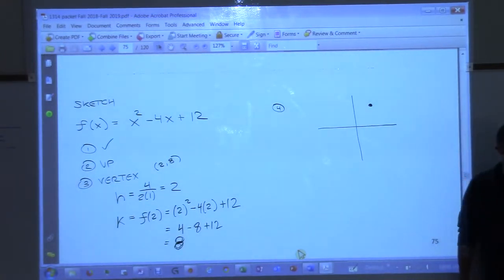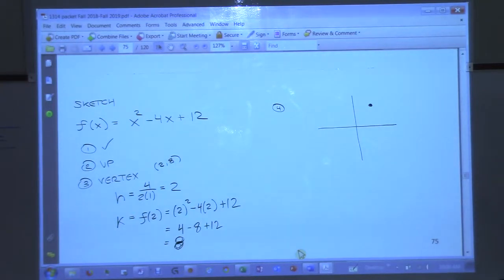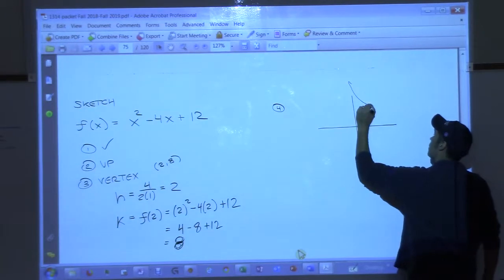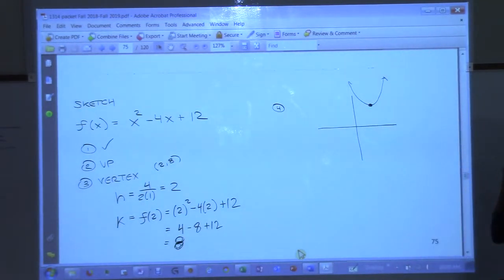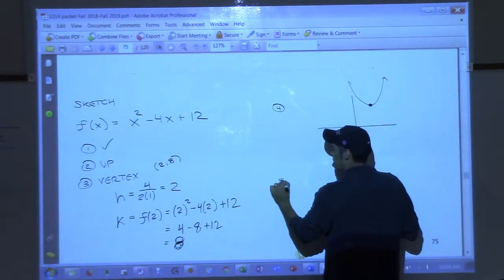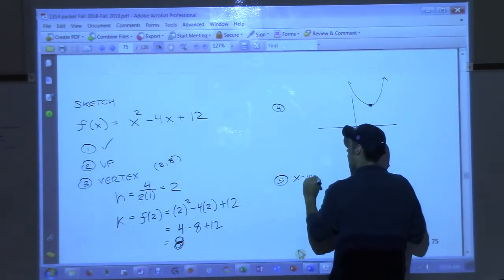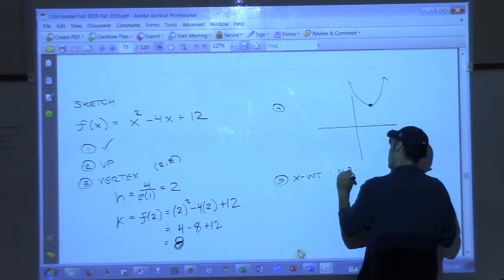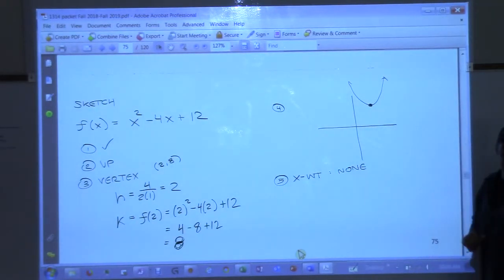And it opens which way? Up. Opens up. Well, if it opens up, I don't have any x-intercepts, do I? I don't. And so step 5, I have no information. Okay, no x-intercepts. Now, how about step 6? Step 6, I do have some information, right?